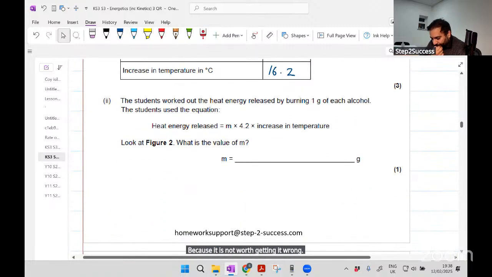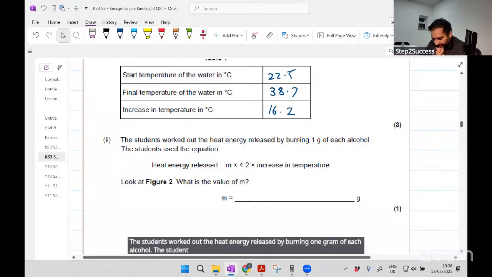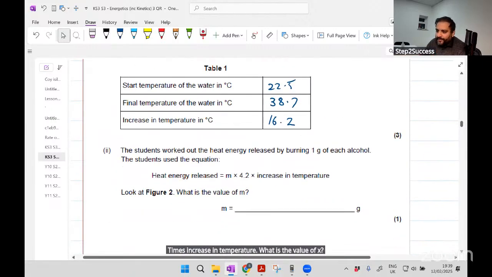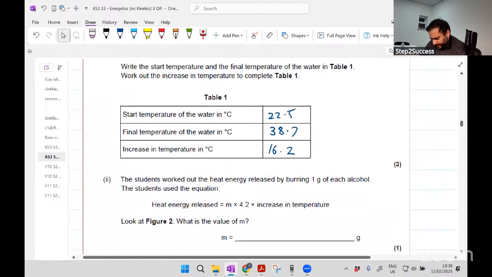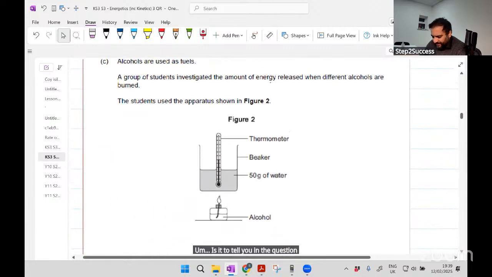Right, then. The students worked out the heat energy released by burning 1 gram of each alcohol. The student used the equation: heat energy released is M times 4.2 times increase in temperature. What is the value of M? Did it tell you in the question? That's a difficult question, but it's the 50. It's the mass of the water.